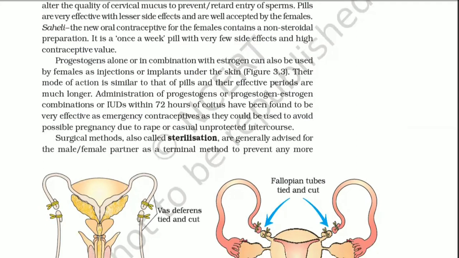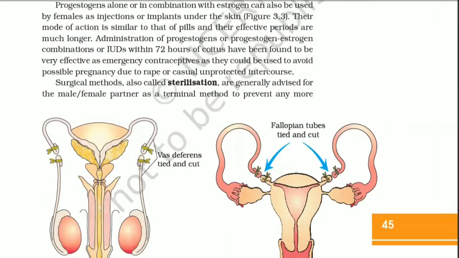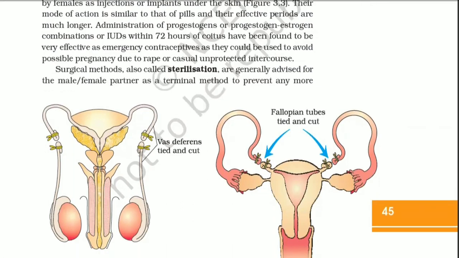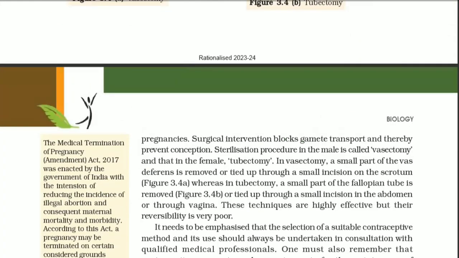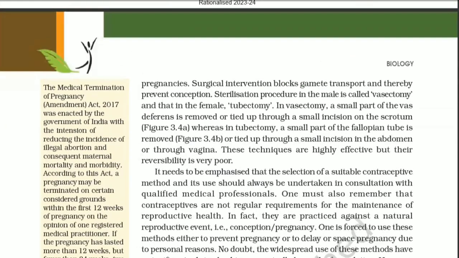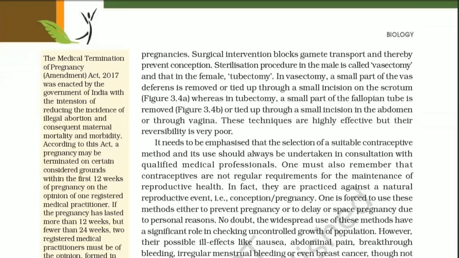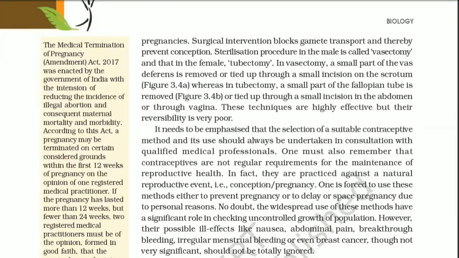Surgical methods, also called sterilization, are generally advised for the male or female partner as a terminal method to prevent any more pregnancies. Surgical intervention blocks gamete transport and thereby prevents conception. Sterilization procedure in the male is called vasectomy and that in the female, tubectomy.